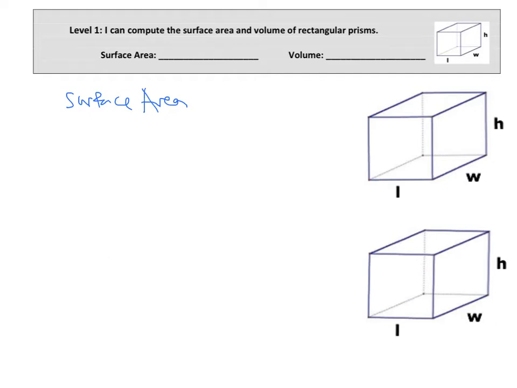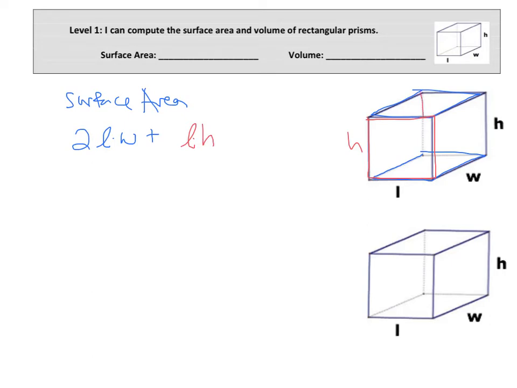To find the area of this bottom rectangle, I would do the length times the width. And the top rectangle is going to be the same as the bottom rectangle. So I'm going to do the length times the width again, or I could do just 2 times the length times the width. Then I would find the area of, say, the front, which would be the length times the height.